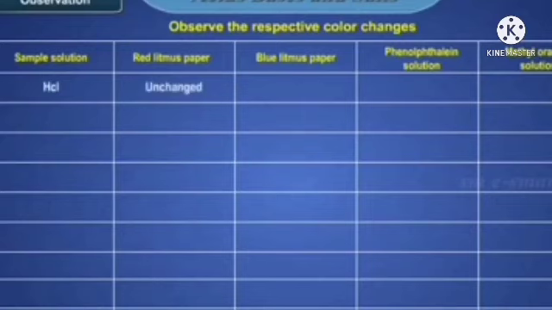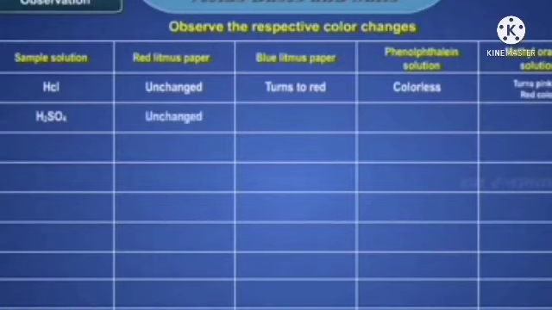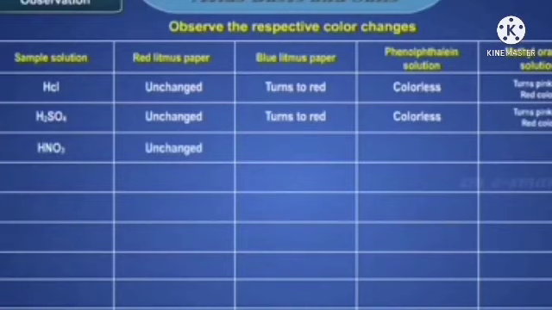HCl, hydrochloric acid: red litmus unchanged, blue litmus turns red. Phenolphthalein colorless solution. Methyl orange turns red. H2SO4, sulfuric acid: red litmus unchanged, blue litmus turns red. Phenolphthalein unchanged, methyl orange red color.